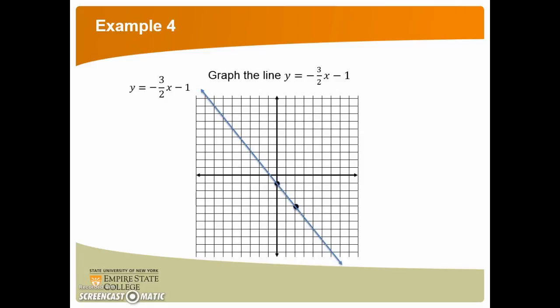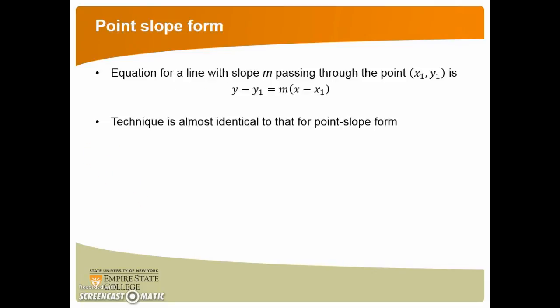But what happens if our line is in a different equation form? Another form for the equation of a line is the point-slope form. In this format, we know the coordinates for a point on the line and the slope of the line. Suppose we have the slope m and the point (x₁, y₁). Then the point-slope form looks like y - y₁ = m(x - x₁). How do we graph a line given in this form? The technique is almost identical to that we use to graph a line in slope-intercept form.